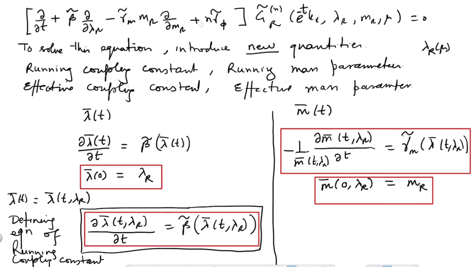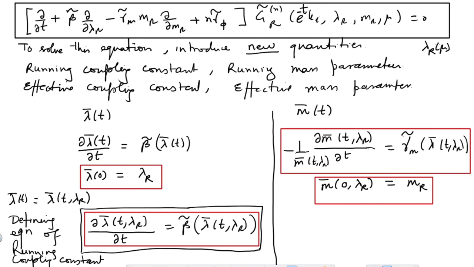Okay, so now we have defined these two objects. Let's see how they can be useful in solving the differential equation. So in this equation here, maybe now that I am boxing, I will box this also. In this differential equation, I will replace wherever I have lambda r by lambda bar, and wherever I have mr, renormalized mass, I will replace it by m bar, meaning effective mass. And I can do so because this equation is valid for all values of lambda r and mr. So this replacement is allowed. So let's do that.